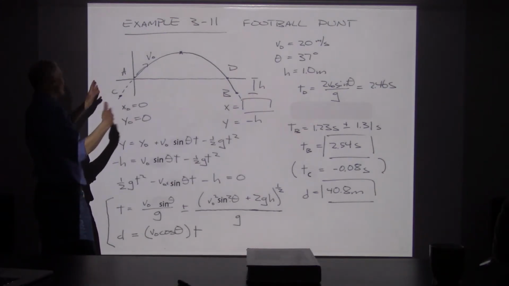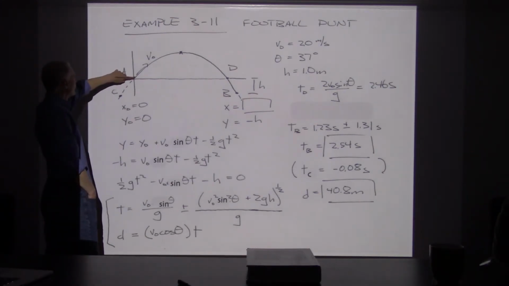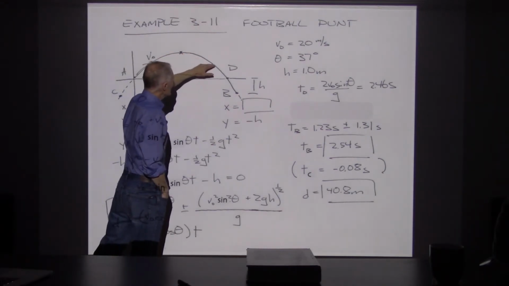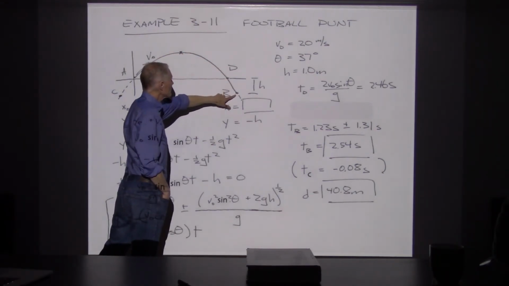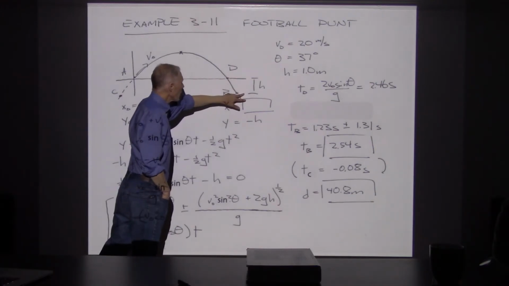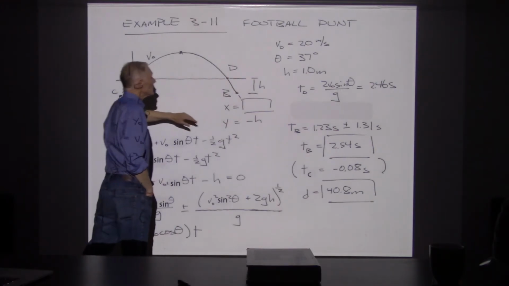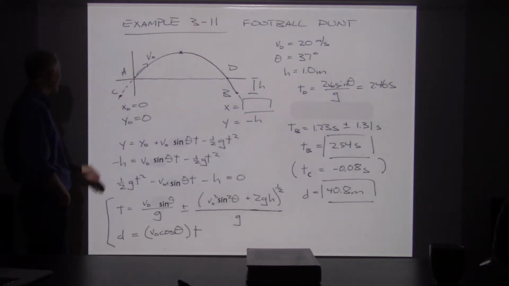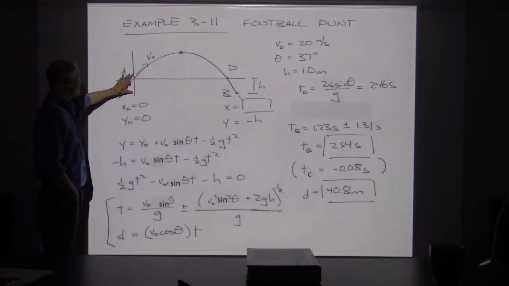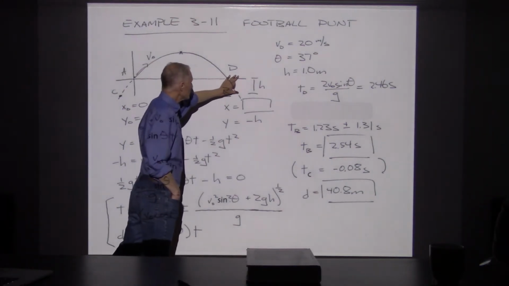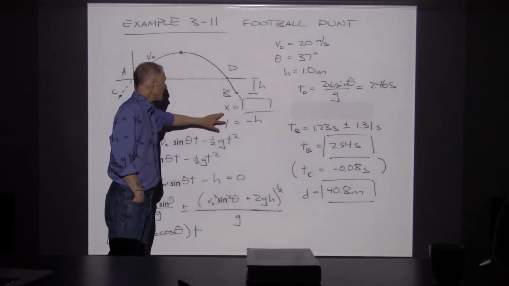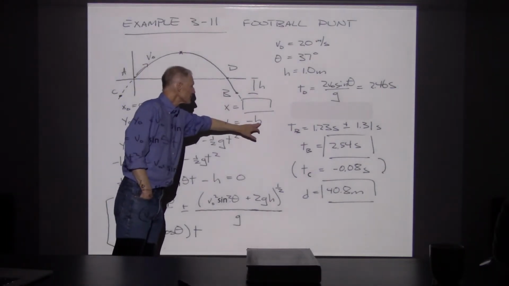For whatever reason, I decided to start with the coordinate system right where the ball was kicked, and then allow the ball to continue on to what I'm calling point B, which is below by 1 meter. It's 1 meter below where it was kicked. I could have done this either way. I could have started with this as plus 1 meter. I tried this as minus 1 meter. So I'm going to say that I don't know what x is, but I know that y is minus h.